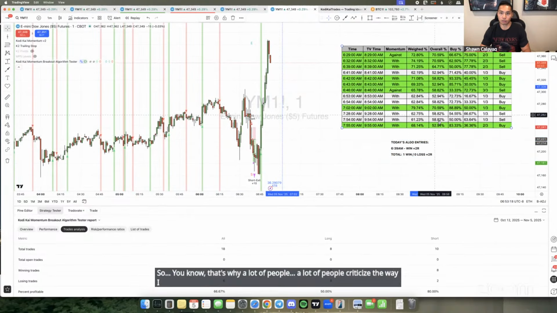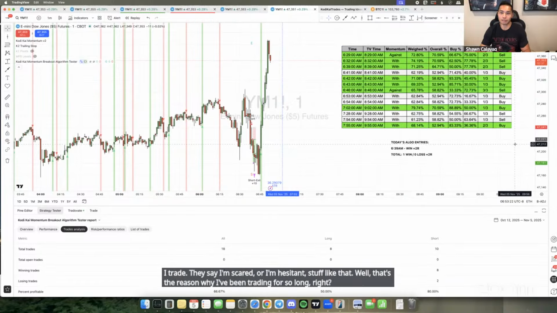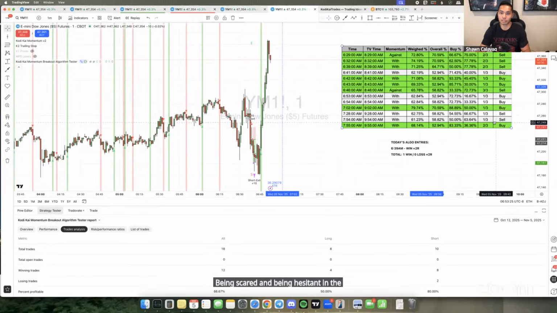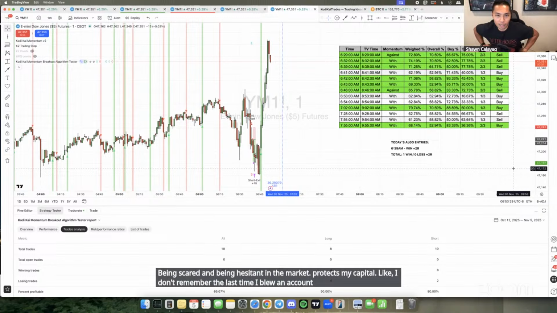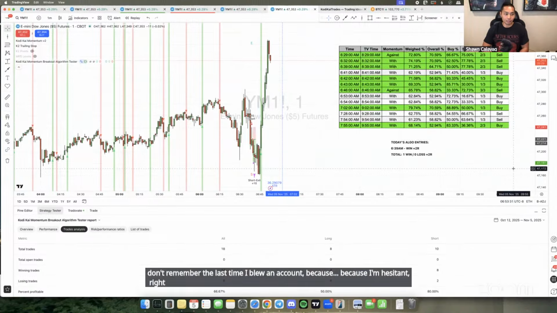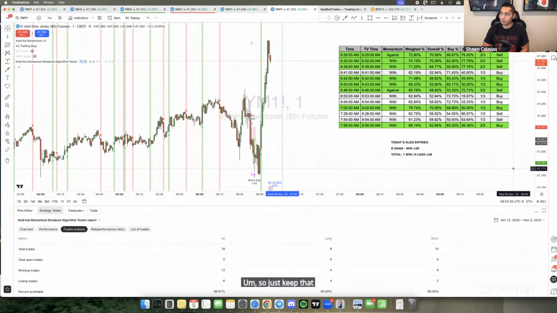They say I'm scared or I'm hesitant and stuff like that. Well, that's the reason why I've been trading for so long, right? Because being scared and being hesitant in the market protects my capital. I don't remember the last time I blew an account because I'm hesitant, right? I'm hesitant in a good way. So just keep that in mind, guys.